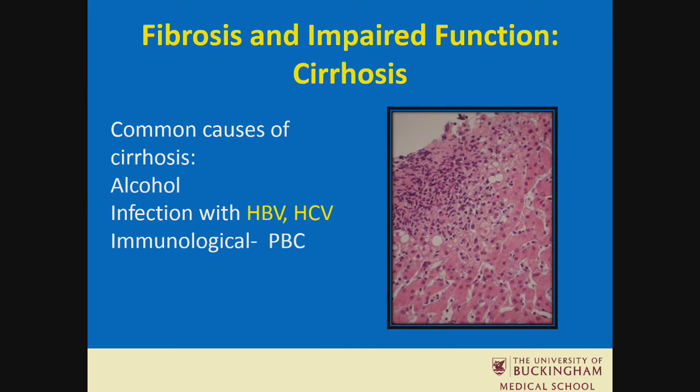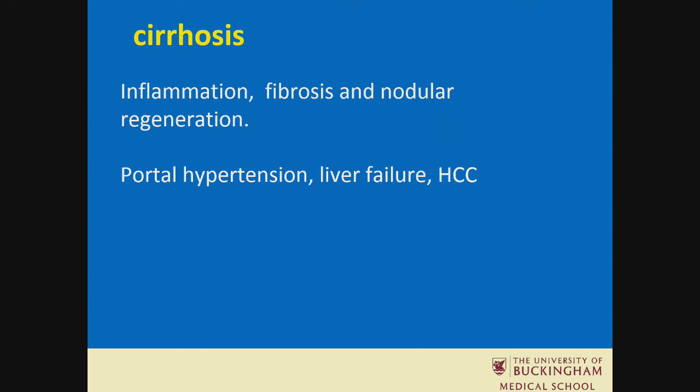And the common causes are alcoholic cirrhosis, then chronic hepatitis like hepatitis B and hepatitis C, then other causes like primary biliary cirrhosis. So these are all cirrhosis. There is chronic inflammation, destruction of hepatocytes, then fibrosis that leads to cirrhosis.